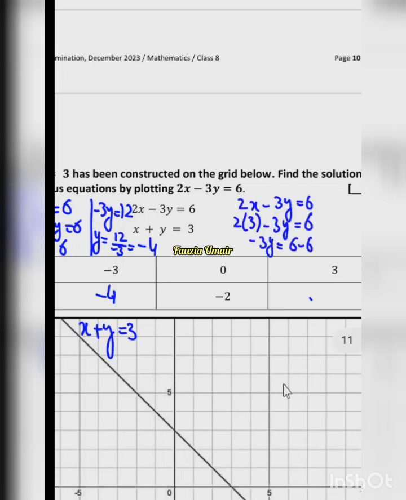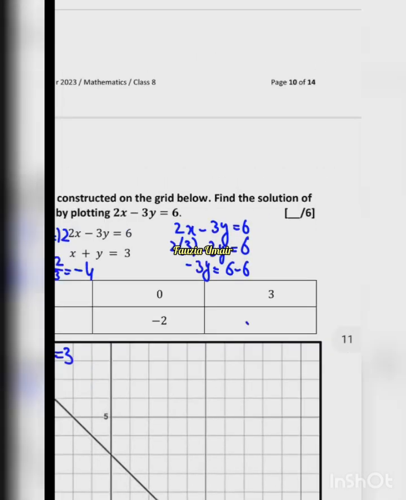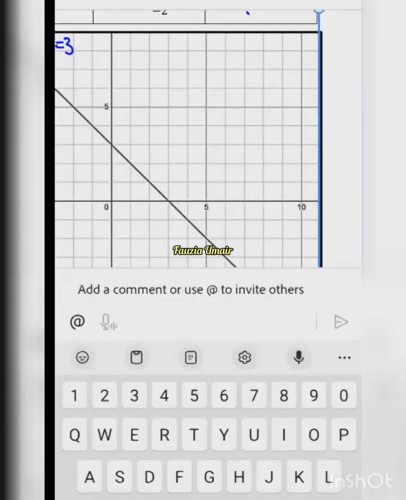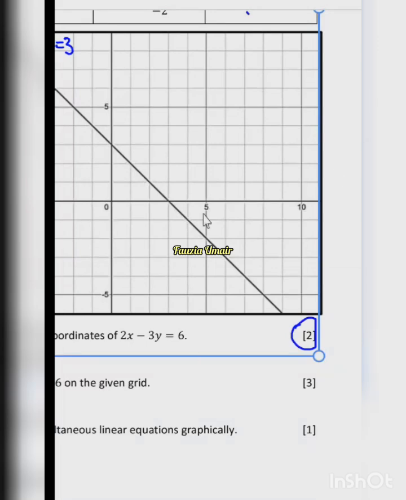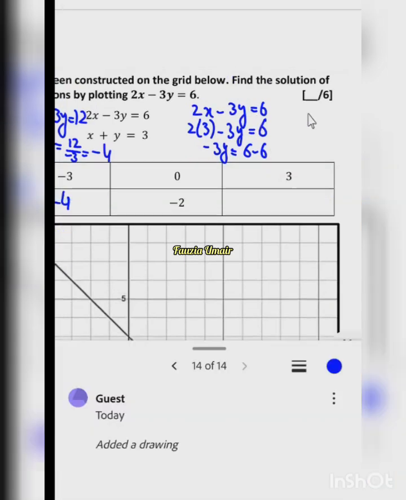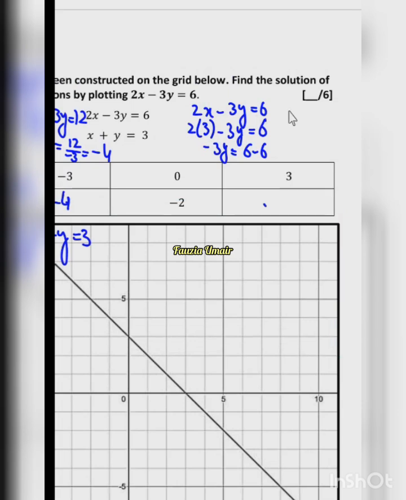What is 6 minus 6? 6 minus 6 is 0. So it means that minus 3y is equal to 0. So what will be y? If minus 3y is 0, so what is y? Also 0. Y should be 0. That's right. Y would be 0. If x is 3, y is 0.